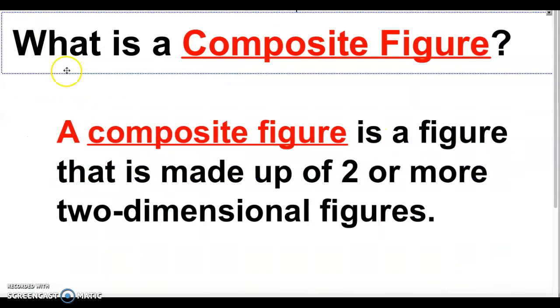Okay, so here's what we're going to do. We're going to talk about composite figures. What is a composite figure? A composite figure is a figure that is made up of two or more two-dimensional figures, usually squares and rectangles.